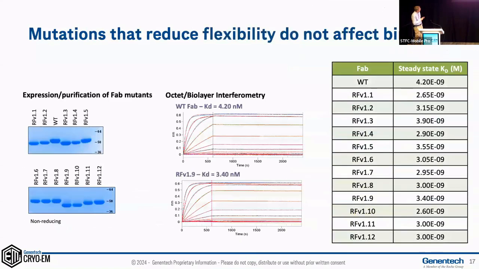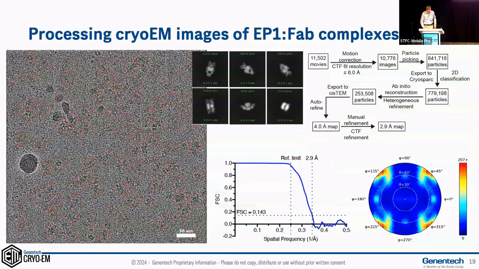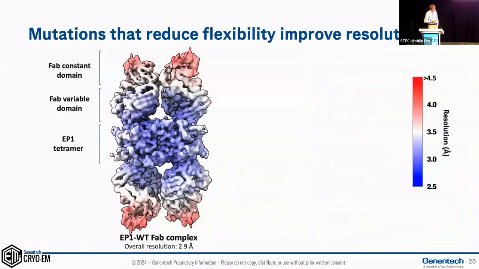And so, before I go any further, all the mutants that I'm going to show you are the ones that had preserved affinities. None of the mutations we did affected the binding to the target. This is shown in this table here. So this is a fairly easy complex to work with. The orientation distribution isn't ideal, but you get decent maps out of it. And our initial wild type reconstruction was at about 3 angstroms, 2.9.